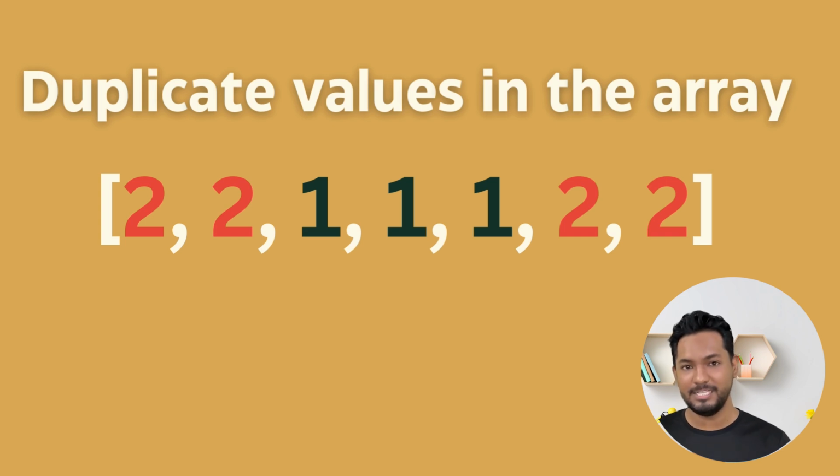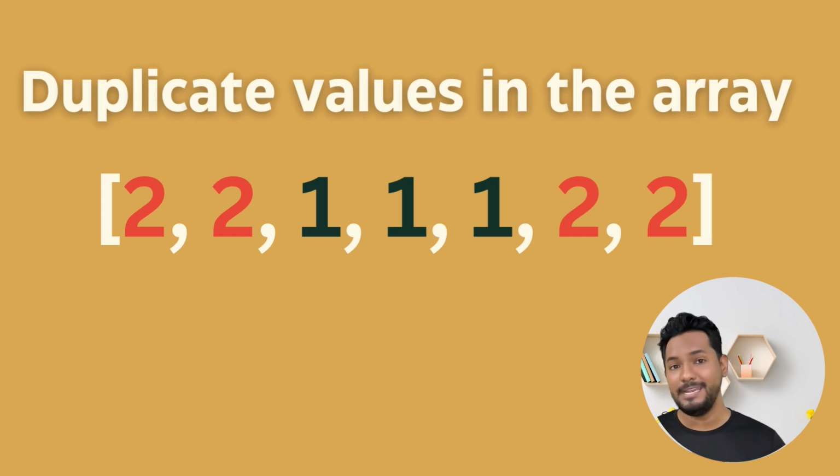Imagine an array like this one. You can see that the element 2 appears more than half the time. The challenge is to find the majority element, the one that appears more than n by 2 times, where n is the size of the array. We are guaranteed that there will always be a majority element in an array, so we don't need to worry about edge cases where no majority exists.